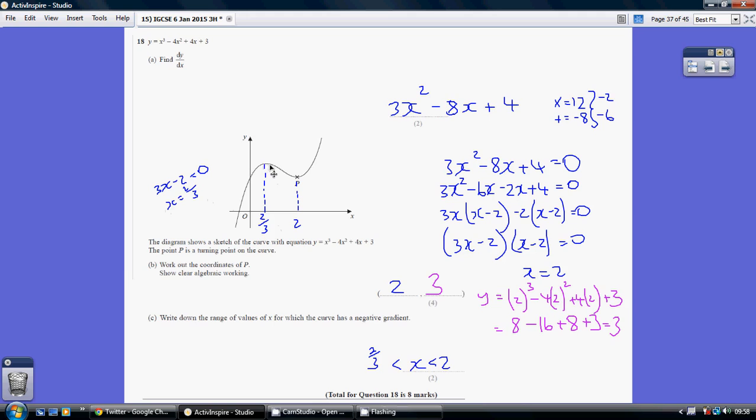So it's the range of x values within here, so x is less than 2 but greater than 2/3.